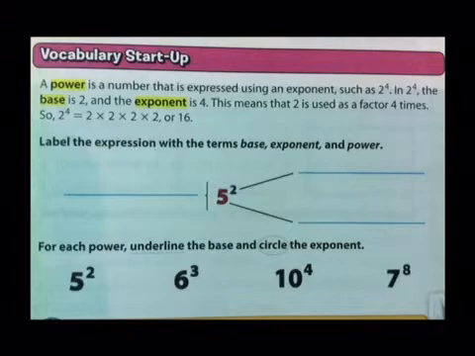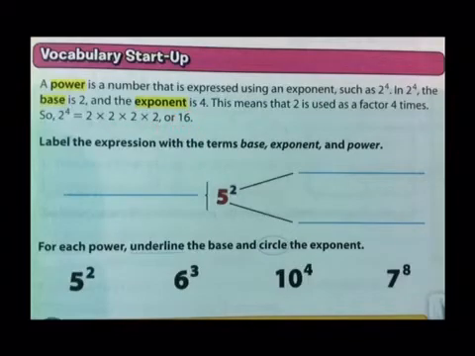Okay, let's explore some vocabulary here. Let's review it actually. A power is a number that is expressed using an exponent, such as 2 to the power of 4. In 2 to the power of 4, the base is 2 and the exponent is 4. This means that 2 is used as a factor 4 times. So it's 2 times 2 times 2 times 2, as you see it here. 2 to the power of 4, here's our base, here's our exponent, is 2 times 2 times 2 times 2, or 16. 2 times 2 is 4, times 2 is 8, times 2 is 16.